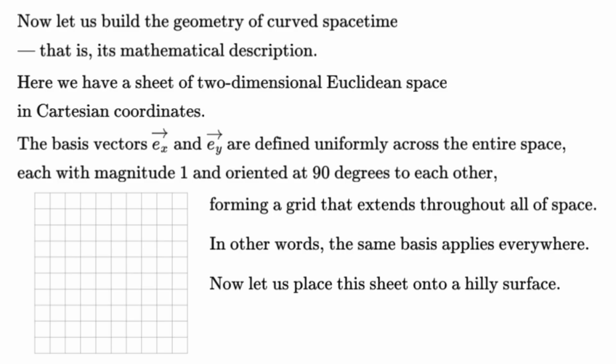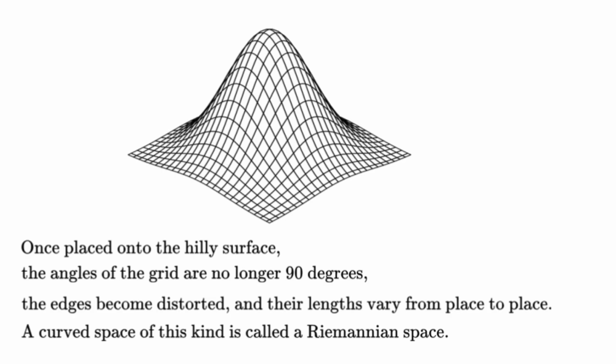Now let us place this sheet onto a hilly surface. Once placed onto the hilly surface, the angles of the grid are no longer 90 degrees, the edges become distorted, and their lengths vary from place to place. A curved space of this kind is called a Riemannian space.